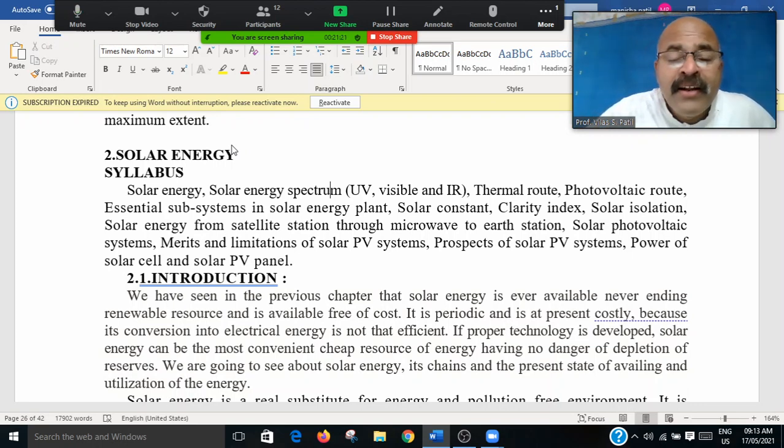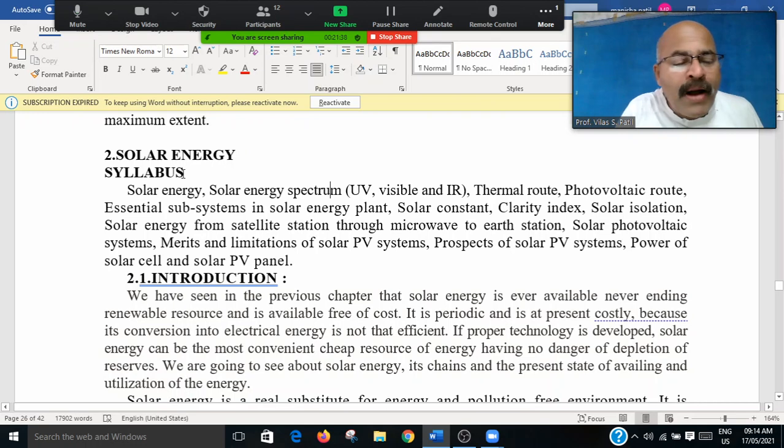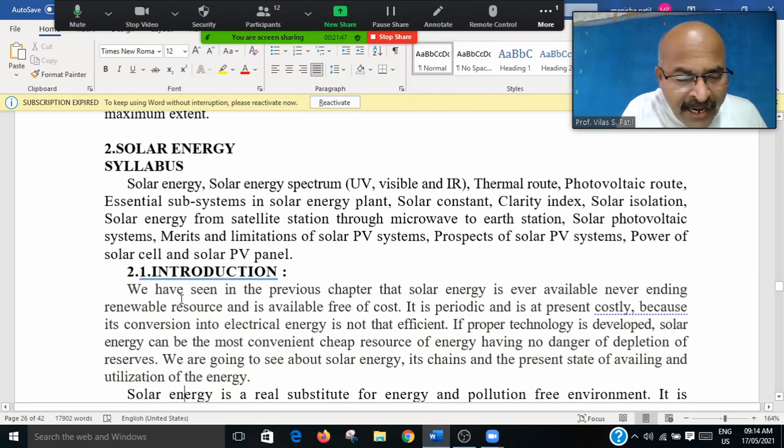Okay. Then the solar photovoltaic system is to be considered: the merits and demerits of solar PV, that is the photovoltaic system, then the prospects of the solar PV system, and the power of solar and the solar PV panel will be understood in this chapter. Okay, we are going to introduce solar energy.